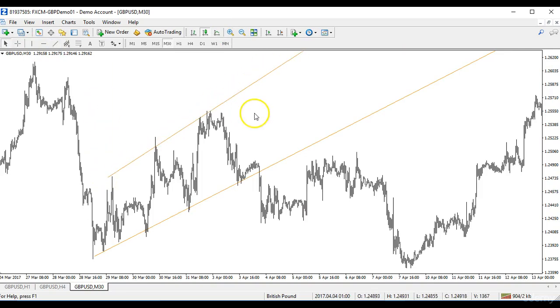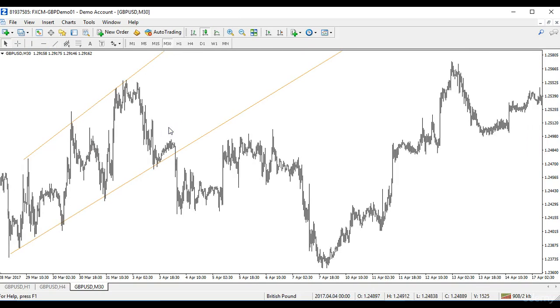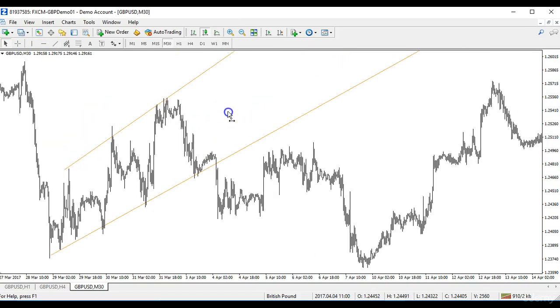Now, why are these so powerful? They're powerful because there is an element of predictability, okay? And I say an element, it doesn't mean they definitely will, but it does give you an idea of where price is going to go next. And if you have an idea of where price is going to go next, then you can actually have a basis on which to trade.